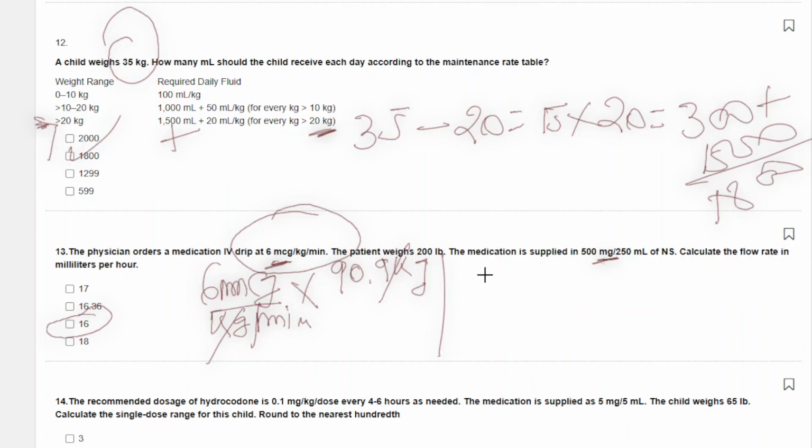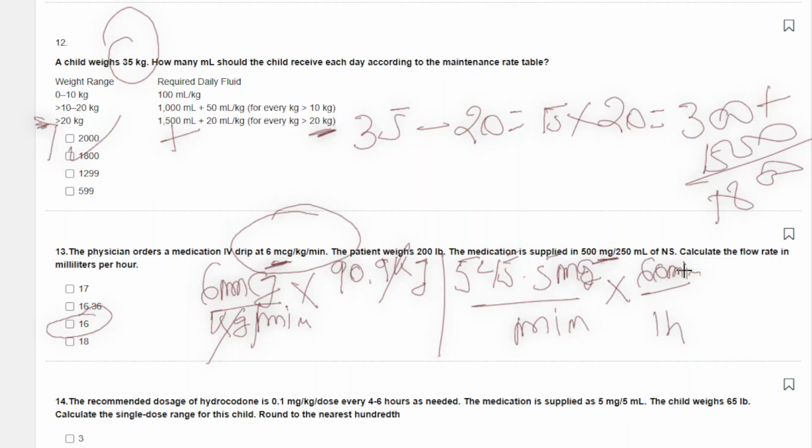Now I got 545.5 what? Microgram per minute. I need to convert this to microgram per hour. So I'm going to multiply this by what? I multiply that by 60 minutes, divided by 1 hour.